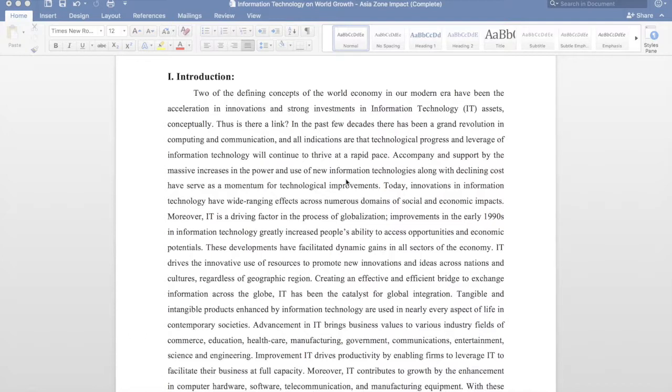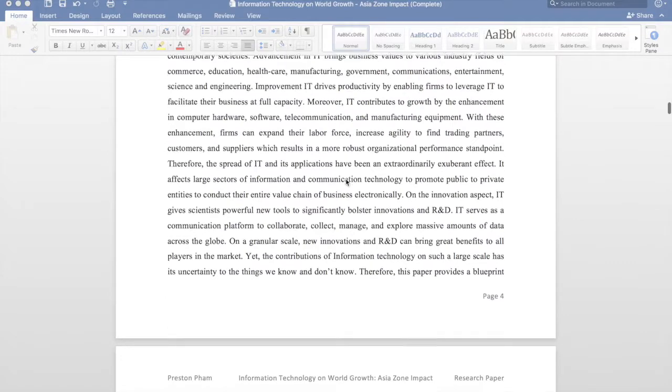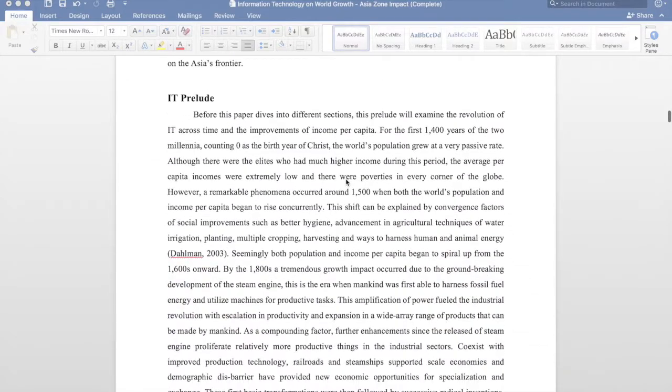As the intro, in our modern era, information technology has a widening effect across numerous domains in social and economic frontiers. It is a driving factor for globalization and a catalyst for global integration, bringing more opportunities and economic potential. Afterwards, I go down and set the stage with the IT prelude.